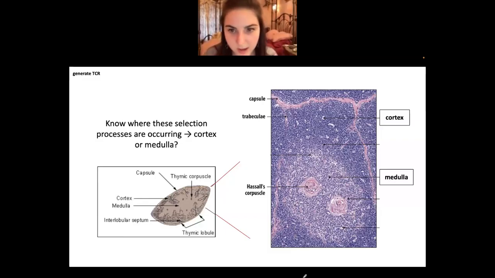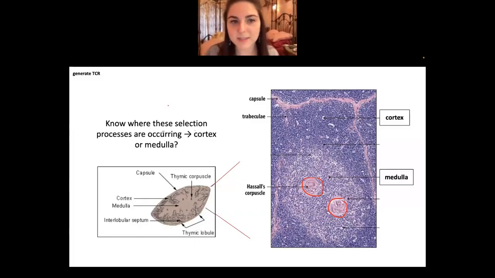Remember, we talked about the thymus back on day 1. The cortex is going to be on the outside. This is more of a traditional cortex medulla setup. The cortex is on the outside, and the medulla is closer to the middle. And remember, the medulla has these weird Hassall's corpuscles in the middle of them. That's how you can identify the medulla.